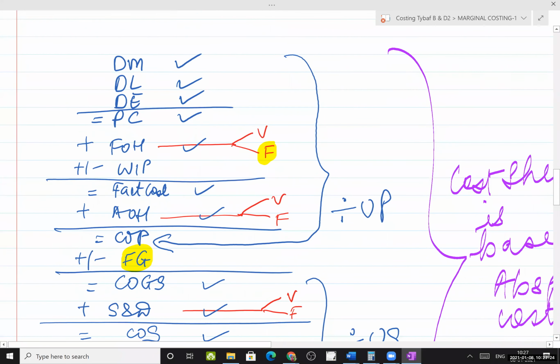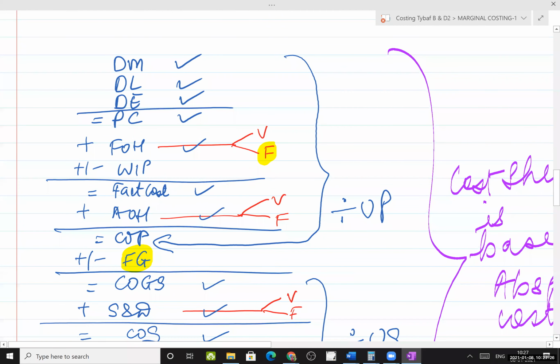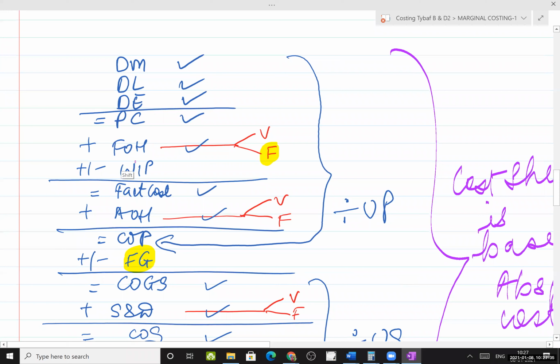This is the Indian style of cost sheet. Just write down these examples. Direct material, direct labor, direct expenses, you get prime cost. Then your factory overheads, variable, fixed, both we consider here, right? Variable as well as fixed. Then we add less WIP, we get factory cost. Then we add admin overheads, again same variable and fixed. Okay, we get cost of production.